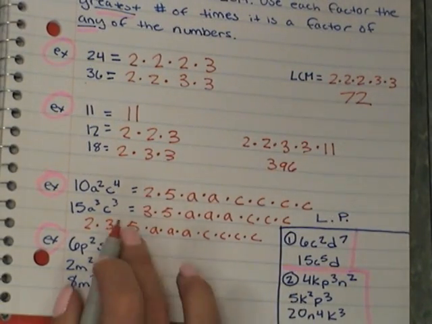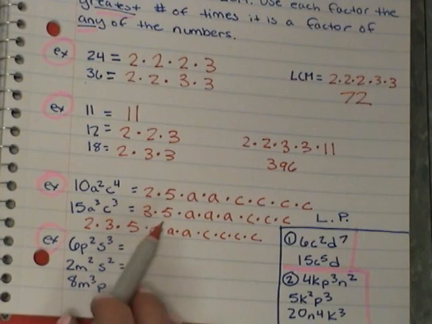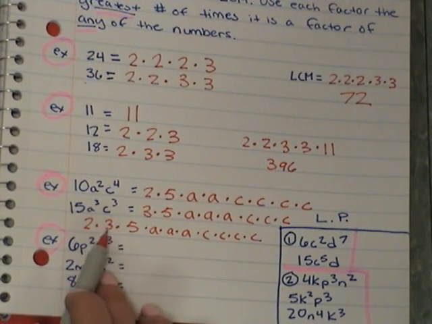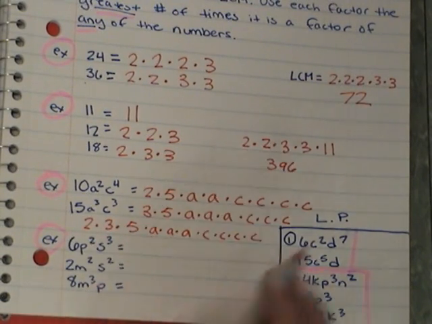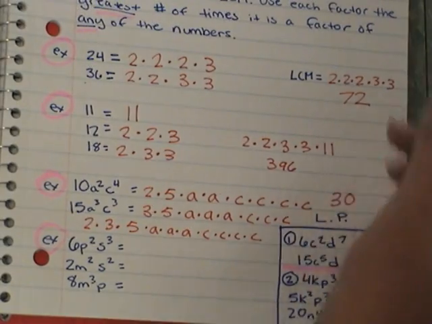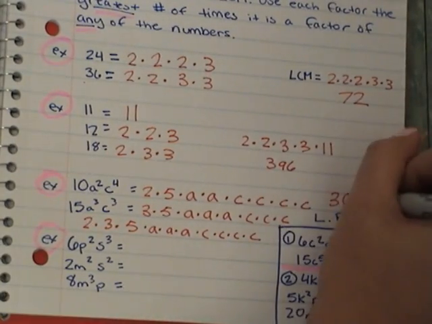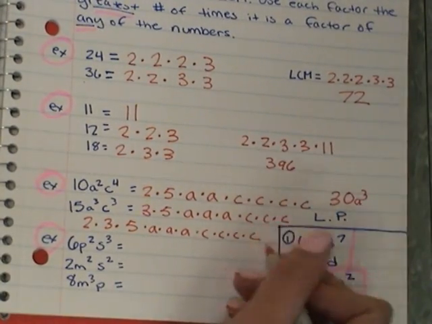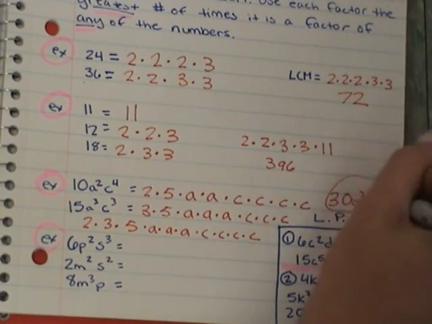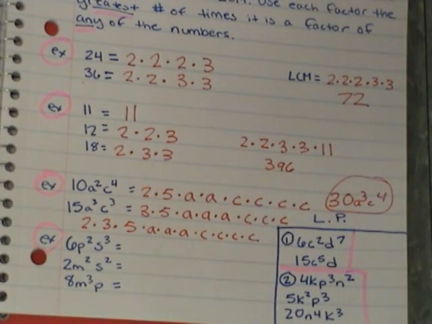When I rewrite this, I would do 2 times 3 is 6, times 5 is 30. A to the 1, 2, 3, 3 power. C to the 1, 2, 3, 4, C to the 4th power. The least common multiple is 30 A to the 3rd, C to the 4th.